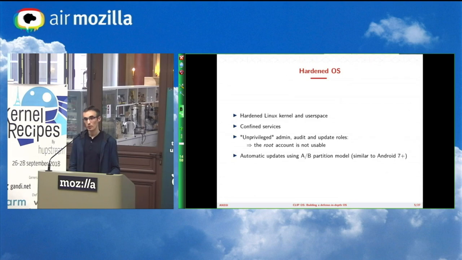ClipOS's main goal is to provide a hardened operating system, which means something resilient to different kinds of attacks. We use the Linux kernel and mainly Linux-related user space. We use a lot of confined services in different kinds of containers. And a really important point is that we do not have a root account, but instead we have multiple roles, which are the admin, audit, and update roles.